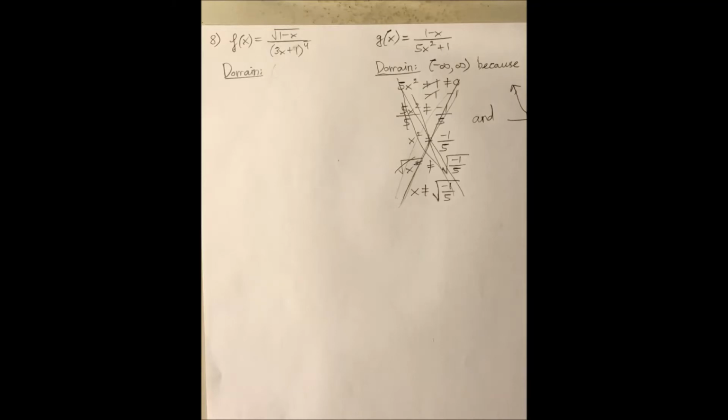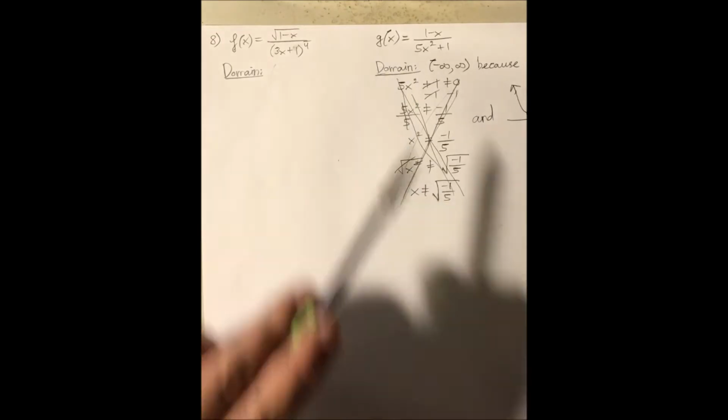All right, let's go over example A. So, finding the domain of the quotient of two functions. In this case, we had a function f right here and a function g right here.